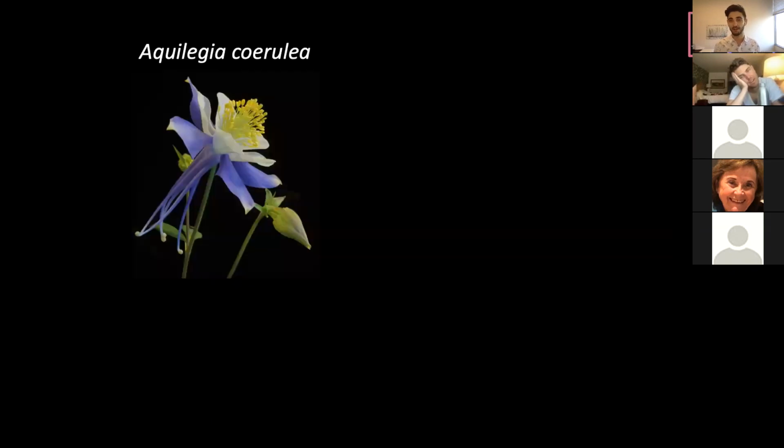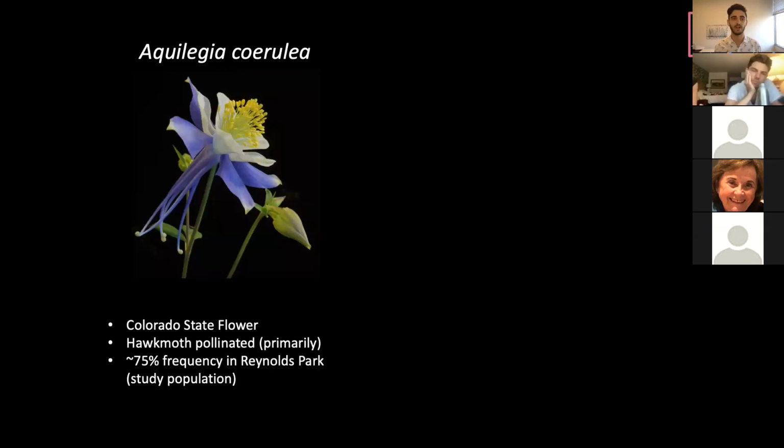So I study Aquilegia cerulea. This is the Colorado columbine. It's the state flower of Colorado, and it is primarily pollinated by hawk moths, although bumblebees are a major visitor as well. And in our study population, it's at around 75% frequency.